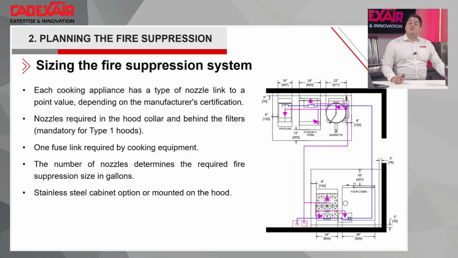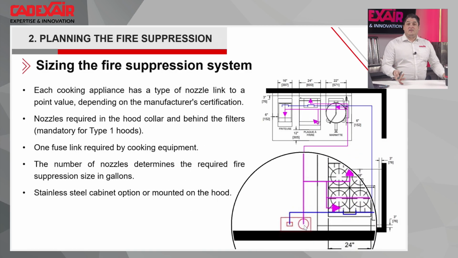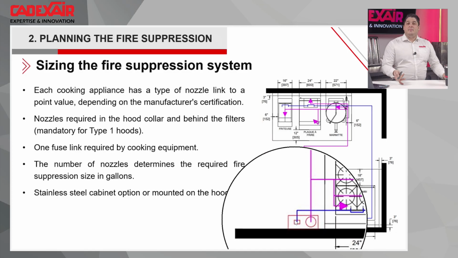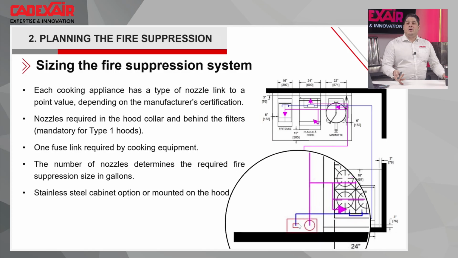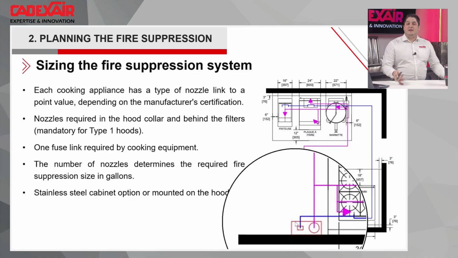We must also never forget that as soon as we have a type 1 hood, we need a sprinkler behind the filter, and also one that covers the duct collar. The number of points is always as per the length of the hood and the size of the duct collar. If we look at this one, we tried to make a schematic of everything. In blue is the detection line. In pink is the suppression line with the agent.